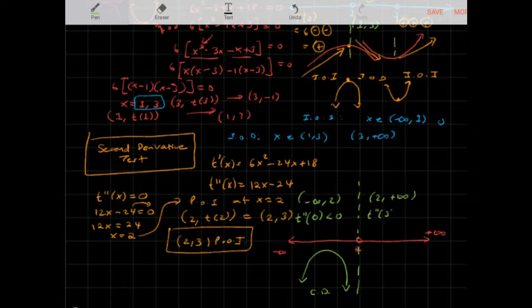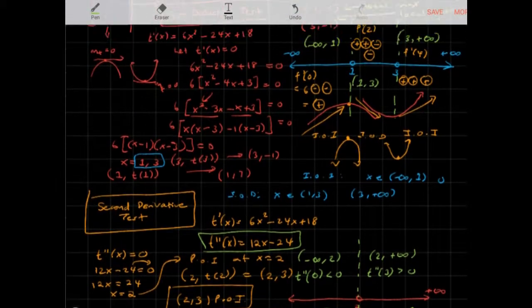Now t double prime between 2 and positive infinity, let's try 3. If you plug 3 into the second derivative function which we had here, you're doing 12 times 3 is 36, minus 24, it's positive 12, so it's greater than 0, so it's going to be concave up. You can see that there is a change in concavity from concave down to concave up at x equal to 2, right? So these are our intervals of concavity, and this is our point of inflection.